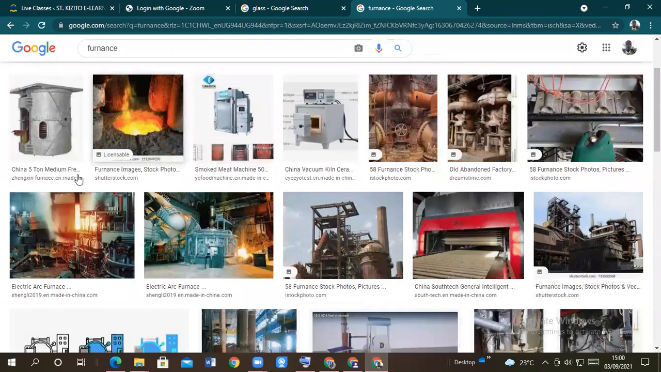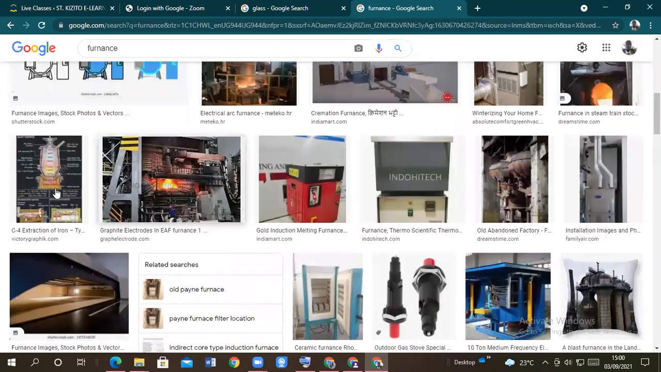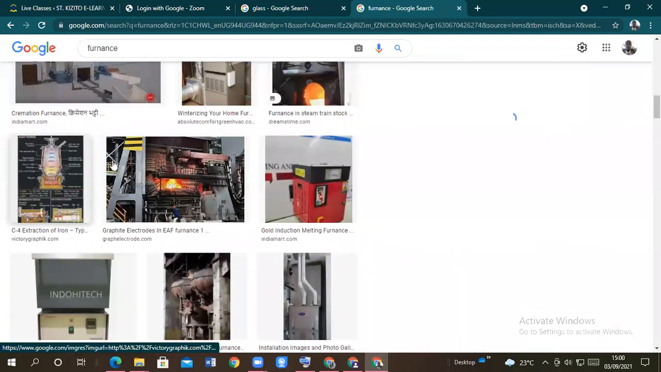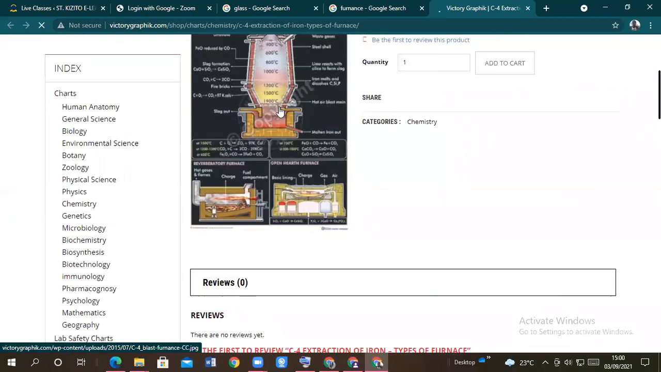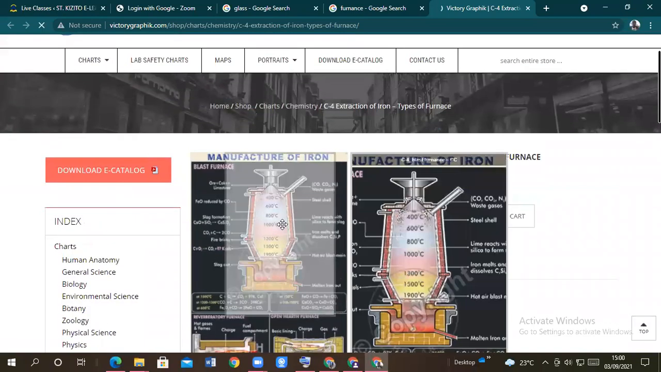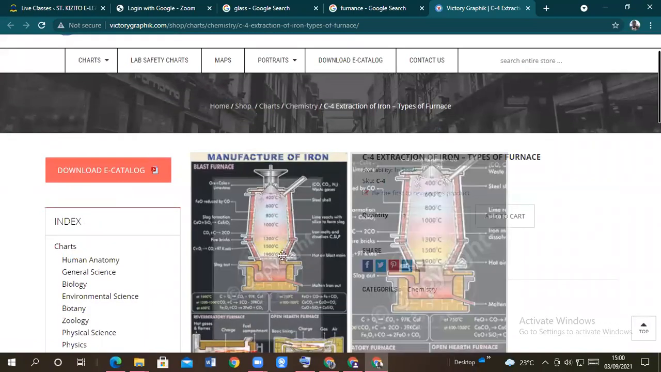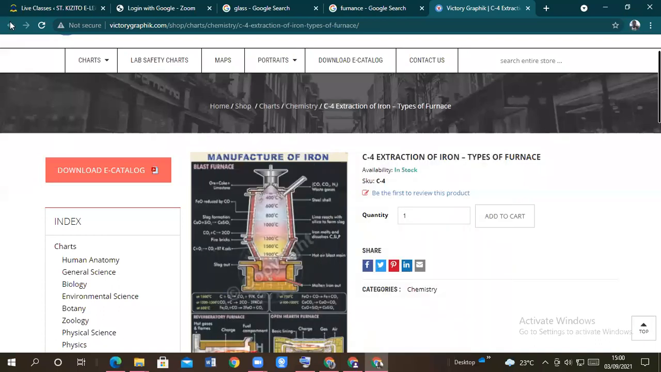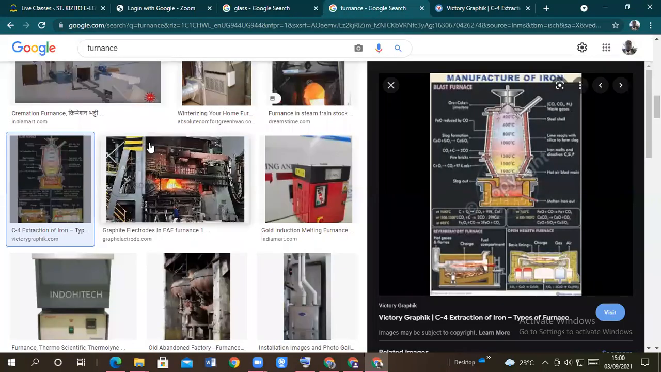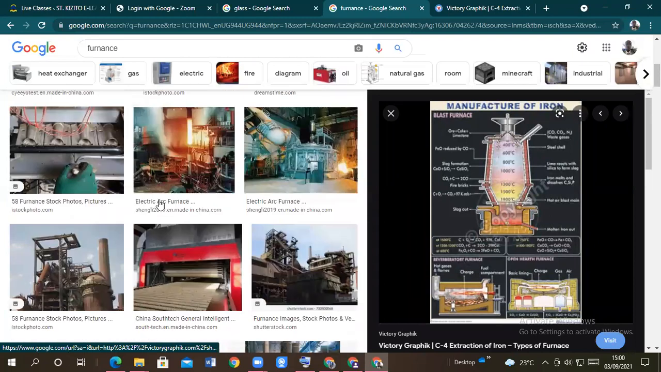Those people who know iron smelting, this is what happens inside the furnace. Inside the furnace, it looks like this. This is the way a furnace looks. This one is the furnace. But what happens in the furnace? What happens in the furnace is this.